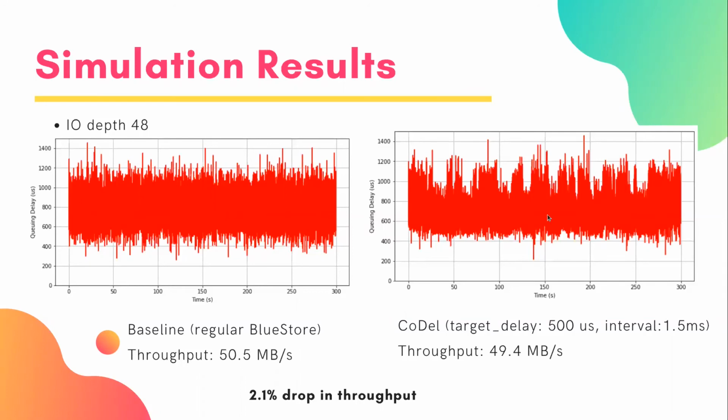So all we have to do is find the correct parameters for CoDel for different situations for the storage system. So we have acceptable throughput loss, but a good decrease in queuing delay, so we can make the scheduling work.